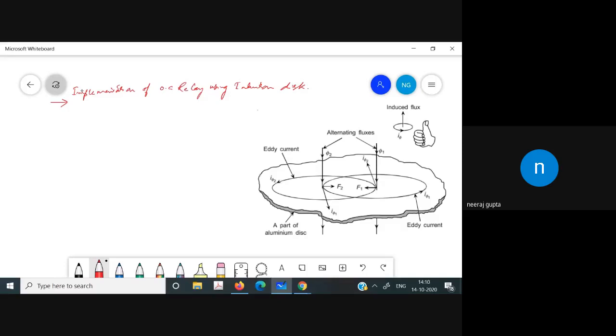Now, in order to understand the working of this type of relay, that is the induction disk type relay, let us see how the torque is produced by the two alternating fluxes acting on the same metallic but non-magnetic rotor. So we have this rotor, which is a metallic non-magnetic rotor.